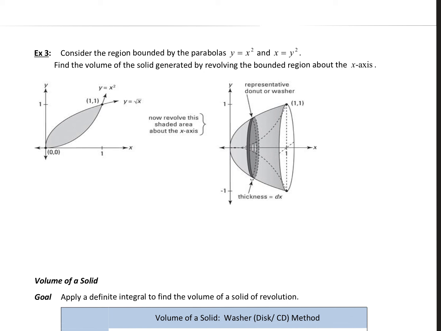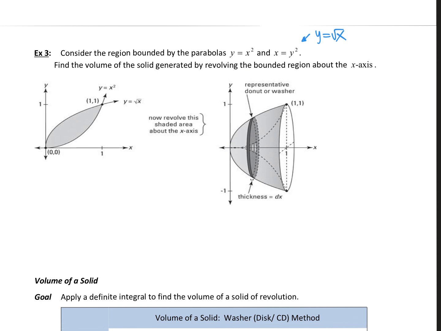Another way to look at this is, can I solve for y? It's weird that x is solved in terms of y. But sometimes we need to solve for x so that we can do it according to dy. So y is equal to, but right now this looks weird. Maybe I can think of it as y equals radical x, because we square root both sides. Find the volume of the solid generated by revolving the region.